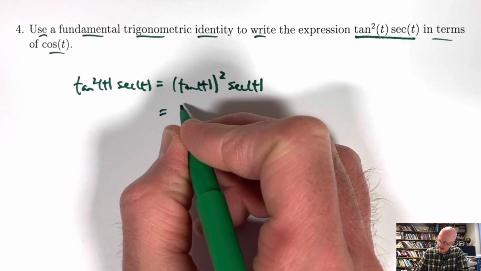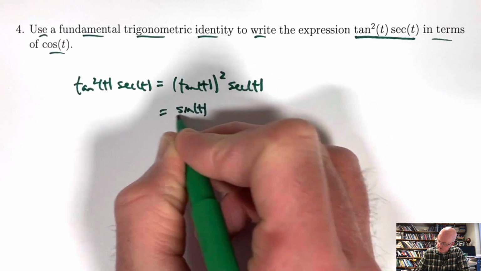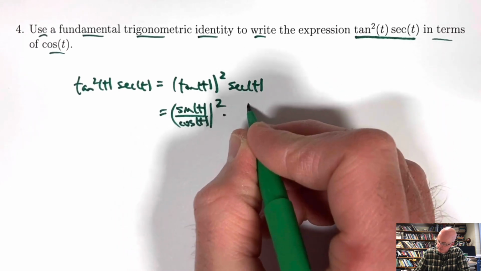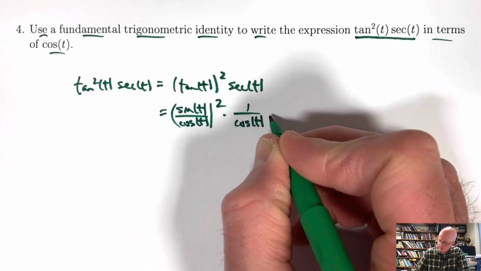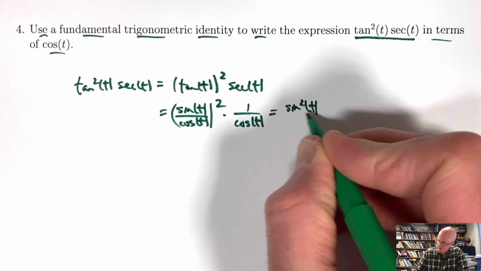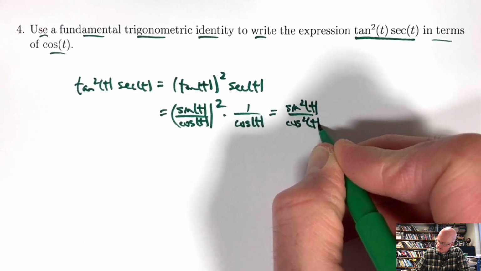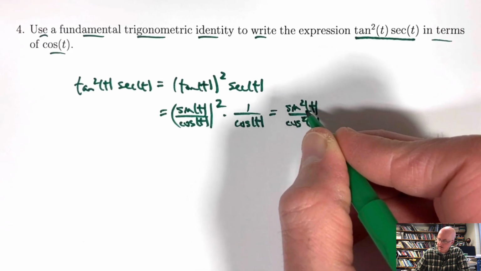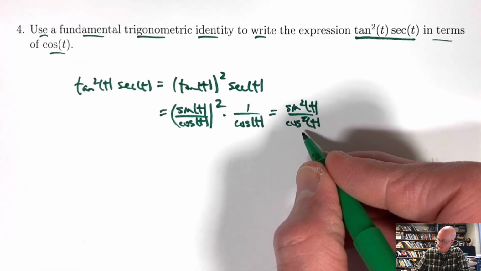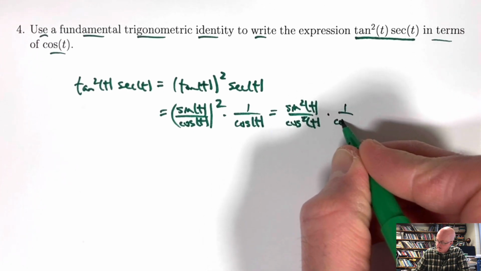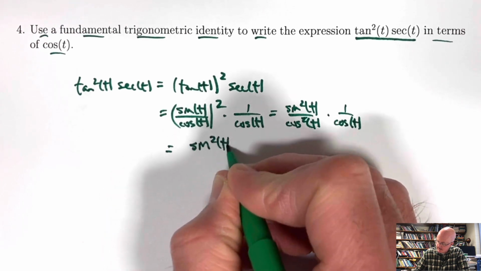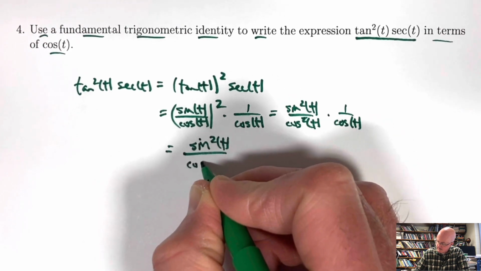Now go ahead and replace tangent with sine of t divided by cosine of t, and I'm squaring that whole fraction. Replace secant of t with 1 divided by cosine of t. By rules of algebra, when you square a fraction, you square the numerator and you square the denominator. Again, when I write sine squared t, it really means sine of t quantity squared. When I write cos squared t, it really means cosine of t quantity squared. And then I also have to multiply the fractions. So I get sine squared t divided by cos cubed t.